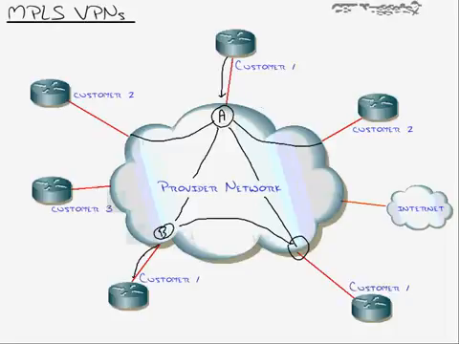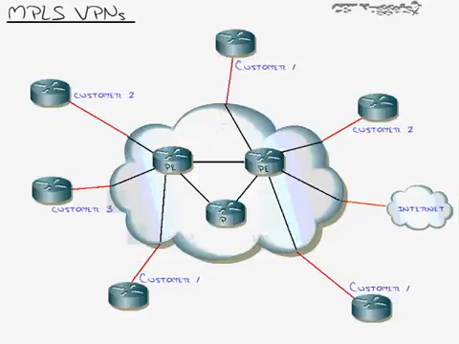So routers A, B, and C, maybe they all have 50 different VRFs inside of them for 50 different customers, each one maintaining a separate routing table for each unique customer instance.